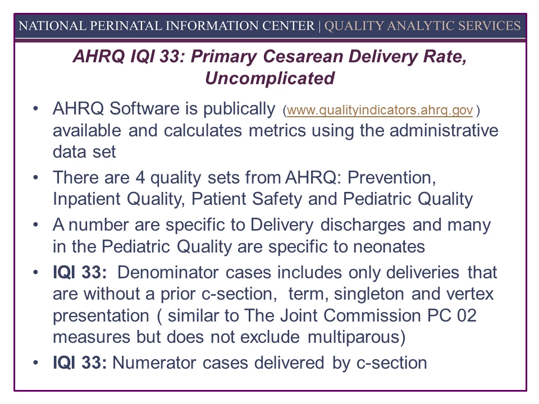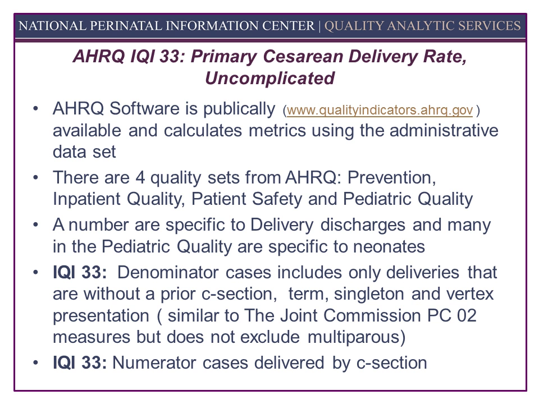The IQI33, this measure, the denominator for this measure are cases that only include deliveries that are primary, obviously without a prior C-section, term, singleton, and vertex presentation. So the software identifies the denominator population. When you run your delivery cases for whatever period you're looking at, whether it be a quarter or a year or multiple years, you're only looking at those that are term, singleton, and vertex.